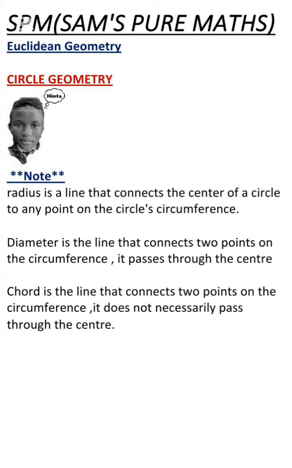Radius is the line that connects the center of a circle to any point on the circle's circumference. Diameter is the line that connects 2 points on the circumference. It passes through the center. Chord. A chord is the line that connects 2 points on the circumference. It does not necessarily pass through the center.